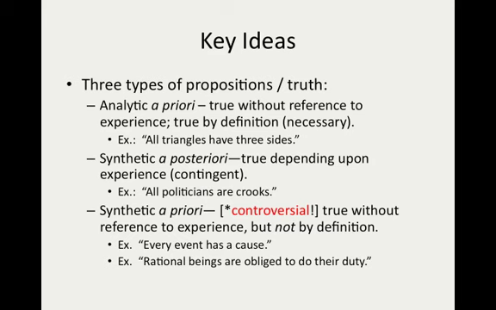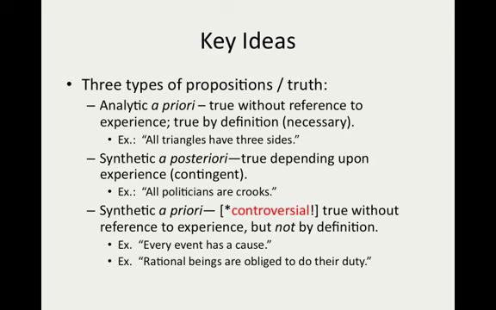I can understand the a priori truth of an analytic proposition, like all triangles have three sides. I don't have to check triangles to know that's true. I just have to understand the words. And I can understand the a posteriori condition of synthetic propositions, like putting politicians and crooks together, or all bachelors are tall. Being a bachelor and being tall don't mean the same thing. I have to see if they go together in that way. But what about a synthetic a priori statement? Well, Kant thought they were true without reference to experience, but they weren't true by definition.